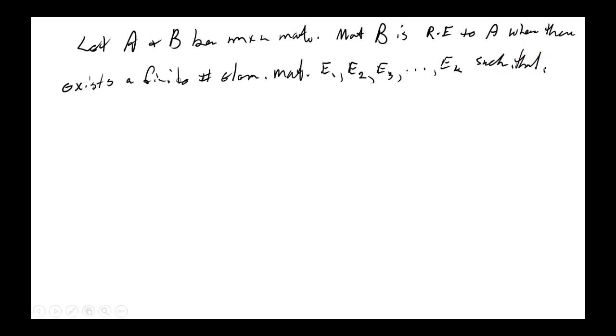now, here's the key. That B, just like we said before, that's going to be row equivalent to A, is E sub K times E sub K minus 1 times E sub K minus 2, down to E sub 3 times E sub 2 times E sub 1 times A. Okay?